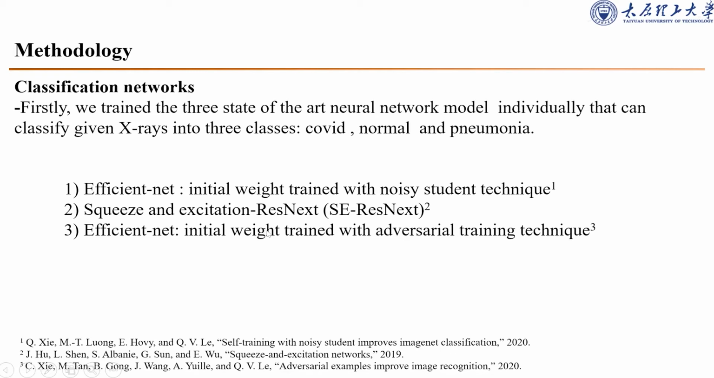And the second model was this squeeze and excitation ResNeXt model. And the third model was also the EfficientNet, but it was initialized with the weights trained with the adversarial training technique on the ImageNet database. The details of this adversarial training technique can be found in this paper, Adversarial examples improve image recognition.